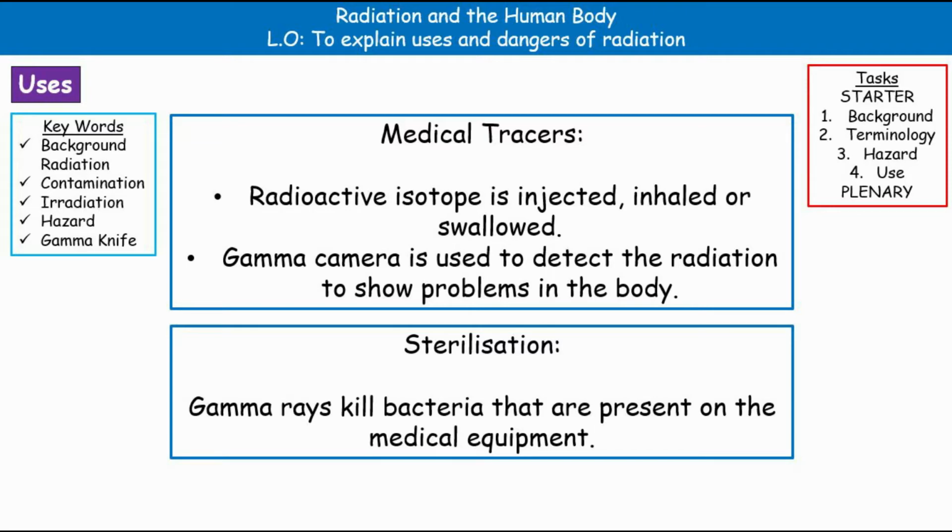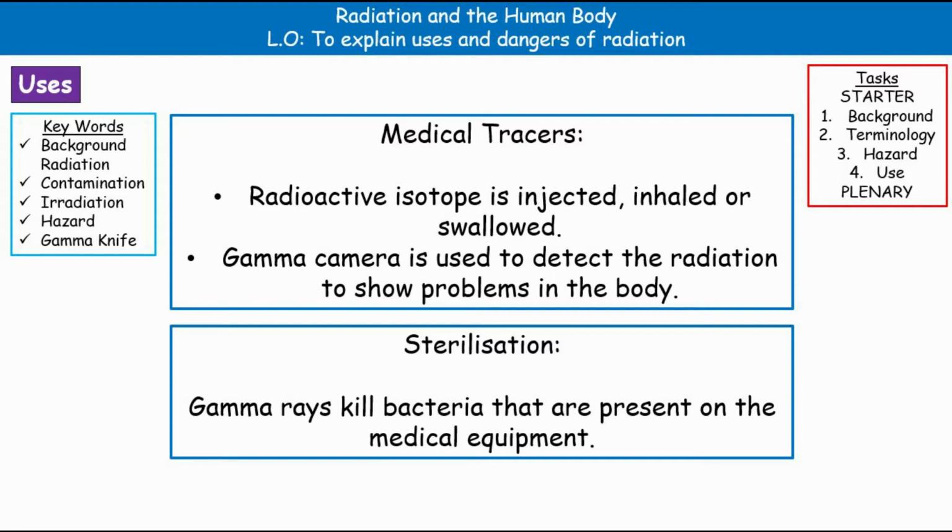What we need to think about now then are what we're actually going to be using radiation for. Now, we've got three key things that we actually use radiation for. The first one is as something called a medical tracer. For a medical tracer, what we actually do is we take a radioactive isotope, and depending on what it is we're trying to work out, then you would either have it injected, you'd inhale it, or you'd swallow it. And obviously the method of its administration is going to be determined by what we're looking for.